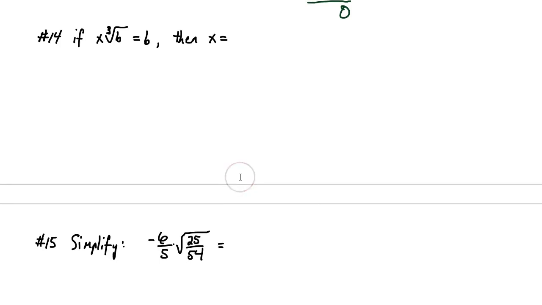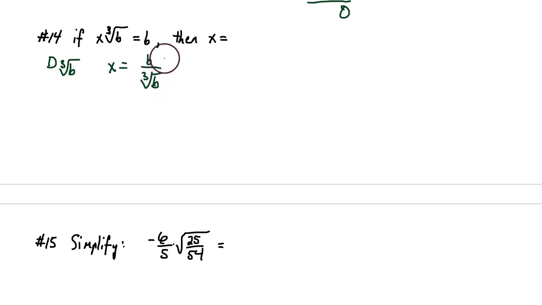Now I'm skipping ahead to number 14. We're given this expression and we're asked to solve for x. So let's get the letter x alone on the left side by dividing by the cube root of b. That would make the letter x be by itself. On the right side we have b divided by the cube root of b.